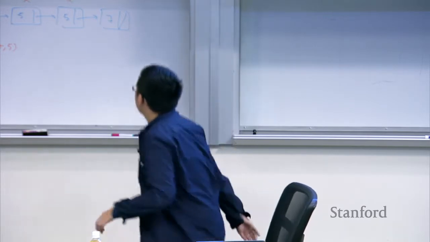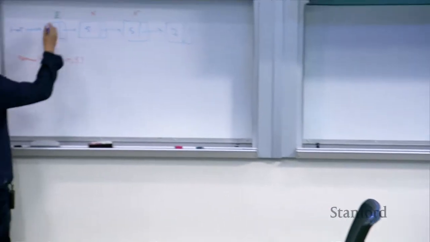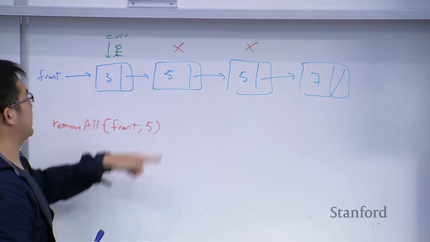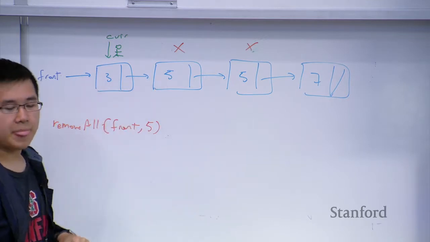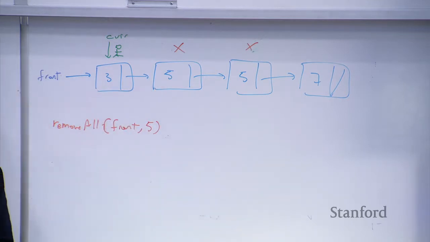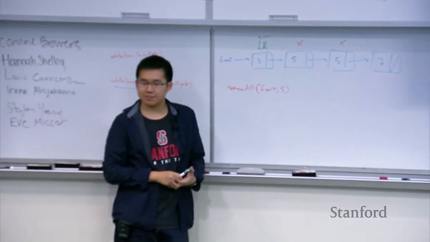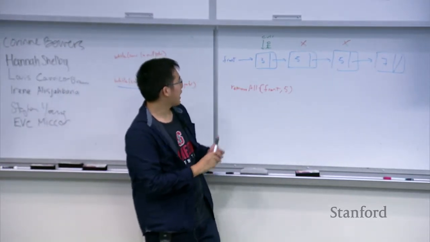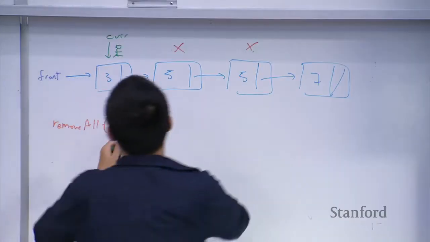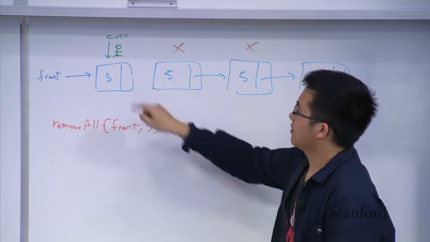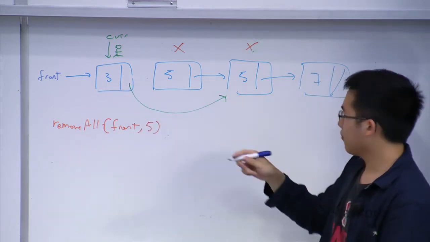If it is, then, so let's say cur is over here. This is cur. And we find that cur next is equal to 5. A couple steps. How do we remove the 5? You just set cur next equal to cur next's next. So this pointer is equal to cur next next, which is here. So that does this thing. Okay, this is good.